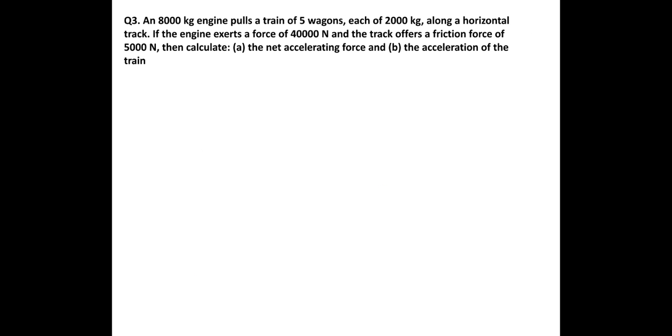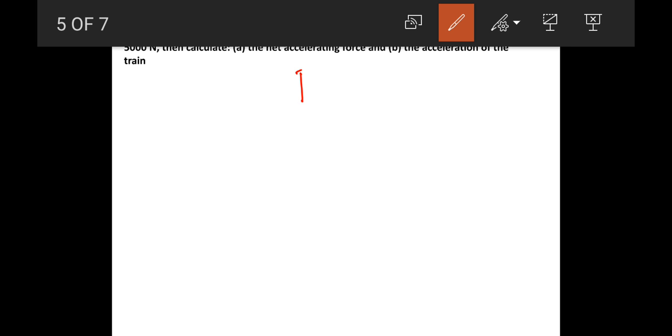An 8000 kg engine pulls a train of 5 wagons each of 2000 kg along a horizontal track. If the engine exerts a force of 40,000 Newton and the track offers a friction force of 5,000 Newton, first you have to find the net accelerating force and the acceleration of the train. So you have an engine that has a force of 40,000 Newton, and between the track and this, the opposing force is 5000 Newton.